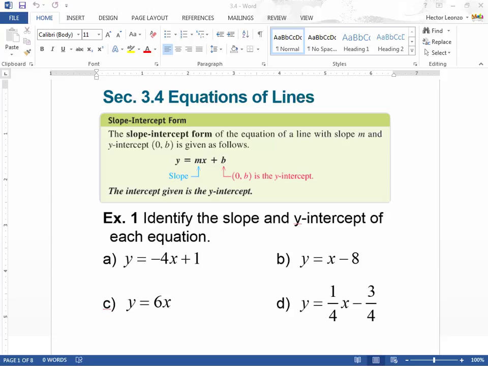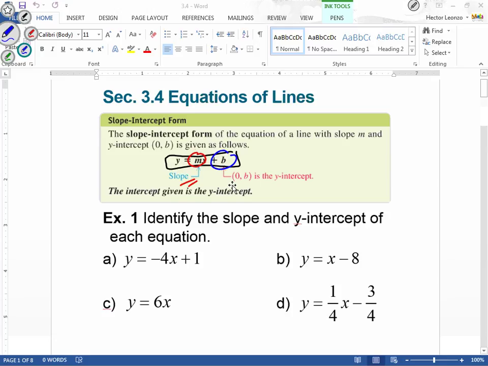For section 3.4, we're looking at the equations of lines, and we're going to use this equation y equals mx plus b. The number that comes with the m, we're going to call it slope, and the one that comes after the plus, so the b in this case, we're going to call it y-intercept. Once again, let me highlight, the slope is m, and then my b, as you can see here, is my y-intercept. Since we see a slope and then an intercept, we're going to call this the slope-intercept form.